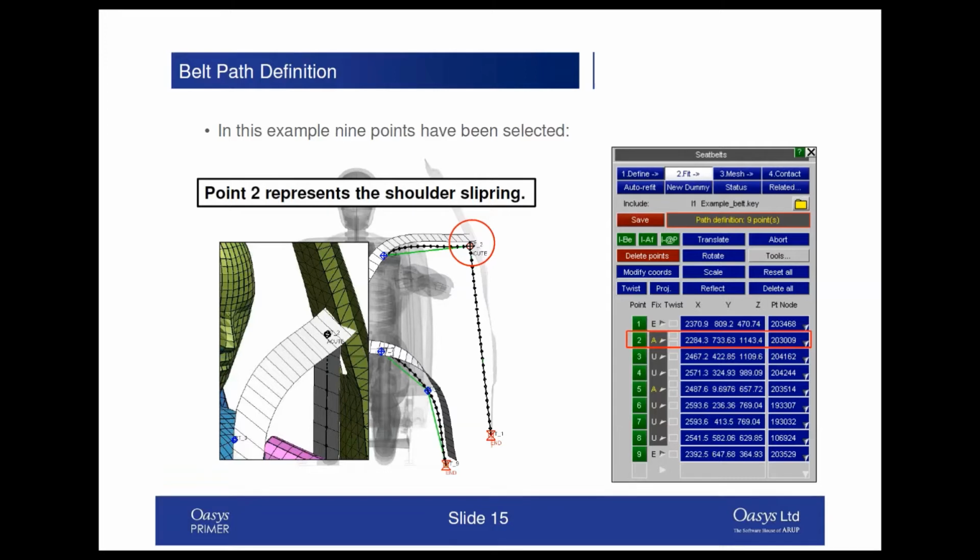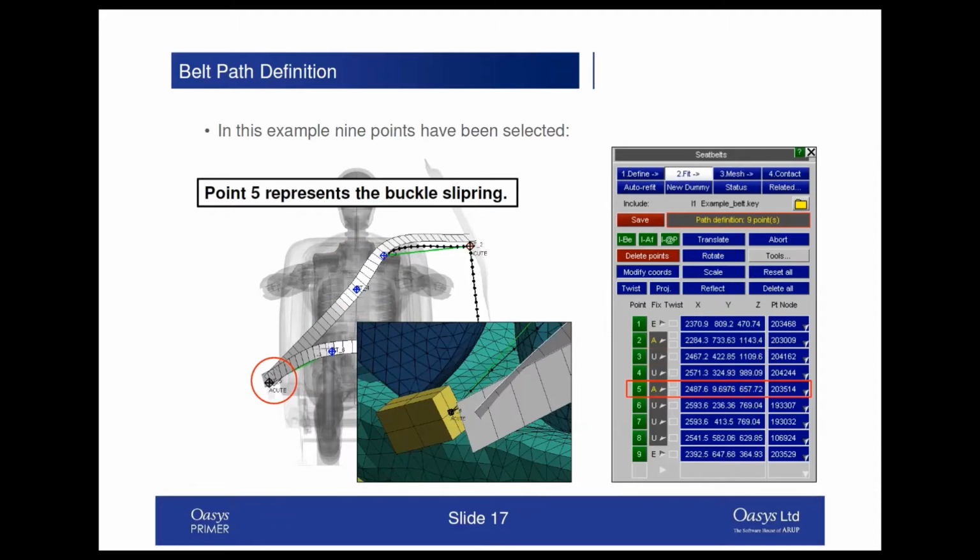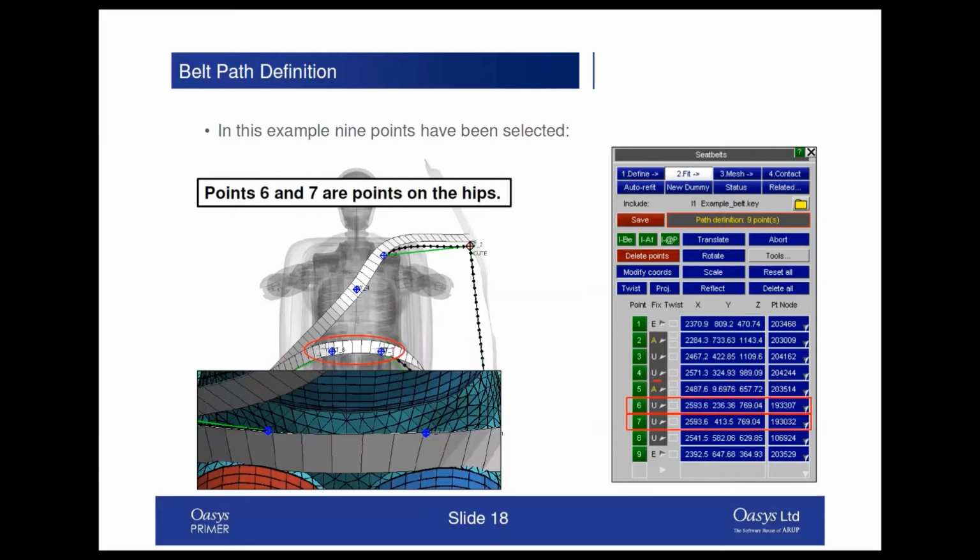Primer recognizes that this is an acute shape with the third and fourth nodes. We'll talk about what that means in a moment. Moving on, I select 1 or 2 points over the chest to get a nice clean path. A 5th point at the buckle. Again, Primer flags this one as an acute point. And 2 points over the lap.